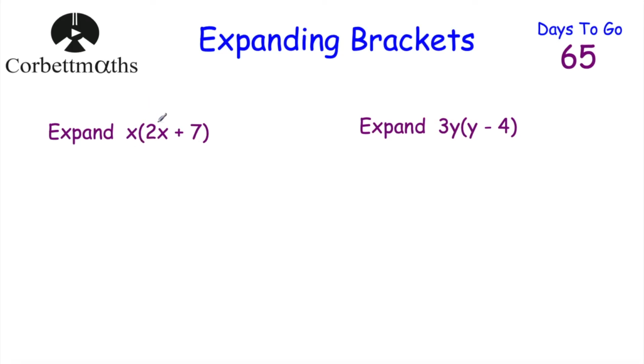So x times 2x would be 2x squared. Then we've got plus, and then x multiplied by 7. Well, x times 7 would be, putting the number first, 7x. So if we were asked to expand x bracket 2x plus 7, the answer would be 2x squared plus 7x, because x times 2x is 2x squared, and x times 7 is 7x, and we've got a plus sign.